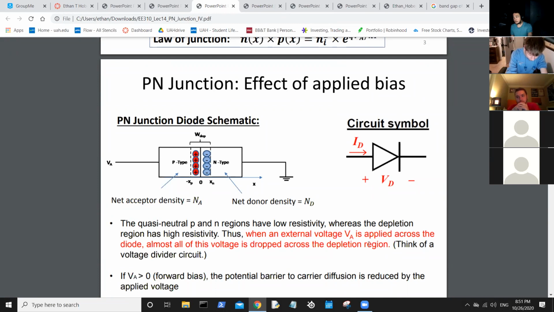Now, if you flipped it, like the question says, and had the higher voltage, the positive, on the N side, and had the lower voltage, the negative, on the P side, it'll be negative, positive, negative, positive. That'll cause the charges to pull away from each other, thereby increasing the depletion region. And that is reverse bias. If the depletion region goes up, you're in reverse bias.